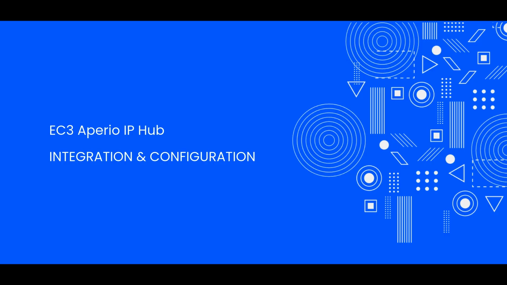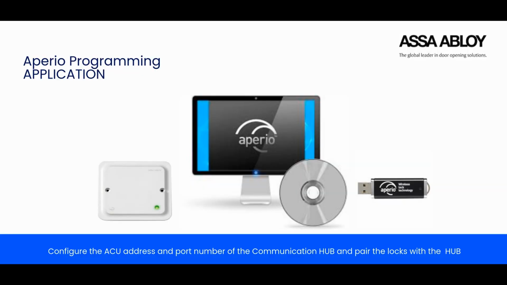This video will demonstrate the EC3 Aperio IP hub integration and configuration. Step 1 is to configure the ACU address and port number of the communication hub and pair the locks with the hub. This is done in the Aperio programming application.